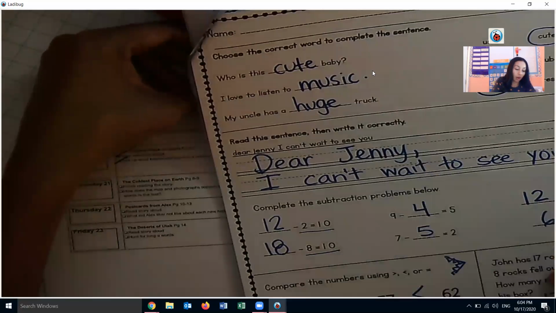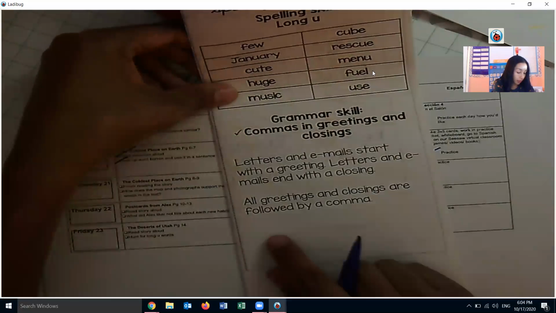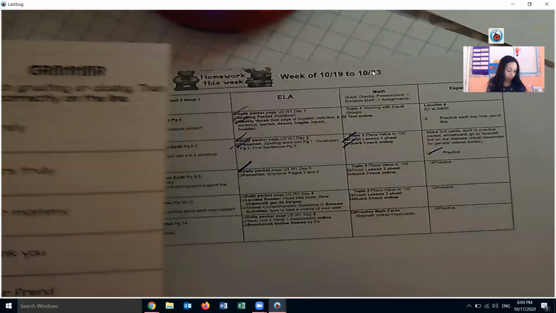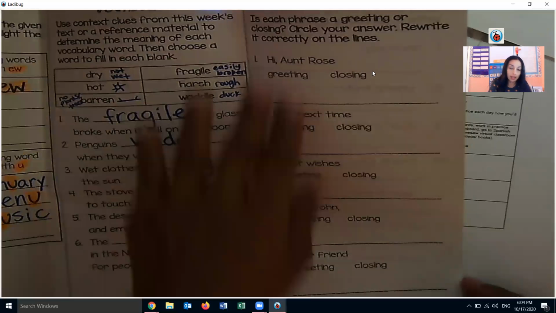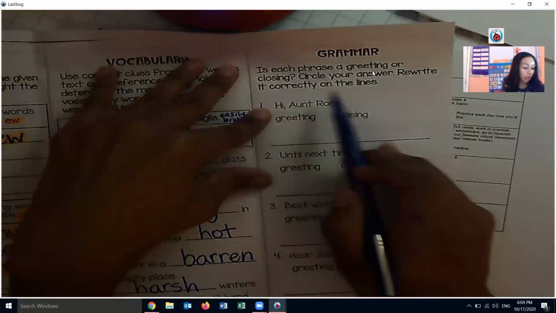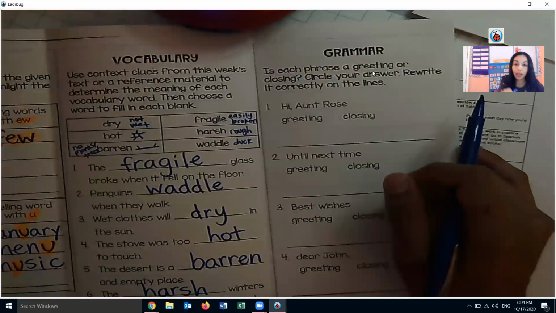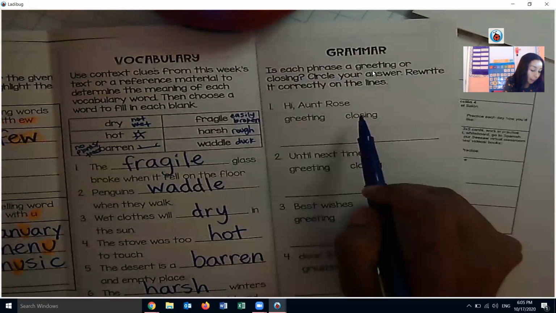So we want to put a comma after those greetings and closings when we write letters, emails. So here is the first part. So I'm on page 3. It looks like the page 3 part got cut off, but it's the one right next to the vocabulary. It says here, is each phrase a greeting or a closing? So greeting is how we would open the letter, like hello. Closing would be like, oh, goodbye, kind of ending the letter. So greeting is the opening, closing is the end. Circle your answer and rewrite it correctly on the line.